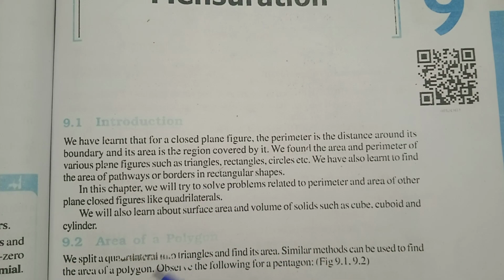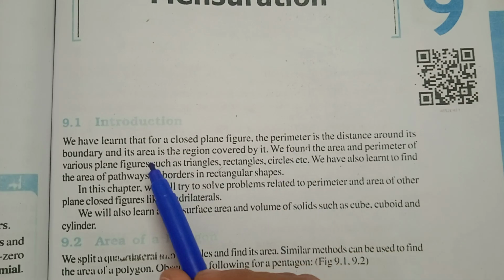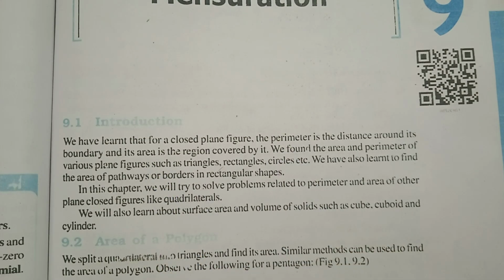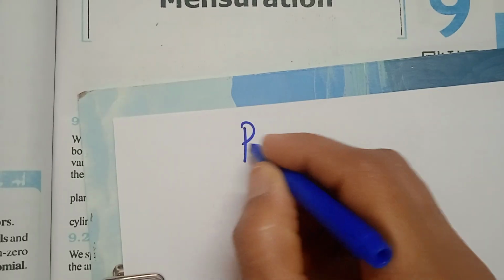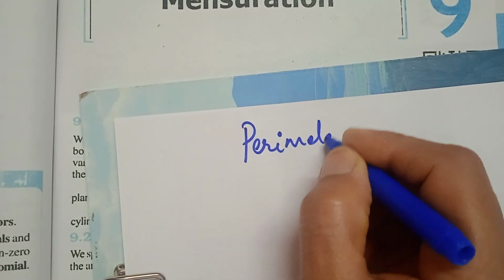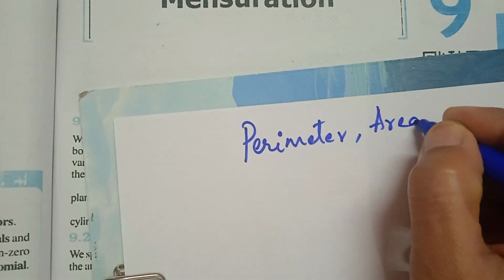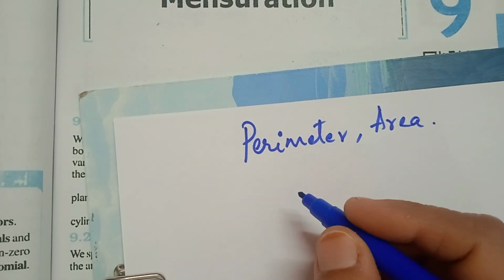In the introduction part, the main terms that you need to remember are perimeter and area. What is the difference between the perimeter and the area of any plane figure? This you have already studied in 7th standard. So what they have tried to explain here is two main things, that is perimeter and area. What is perimeter?